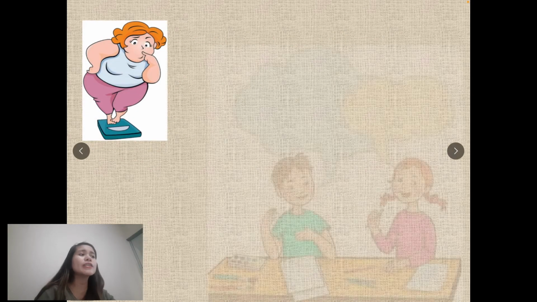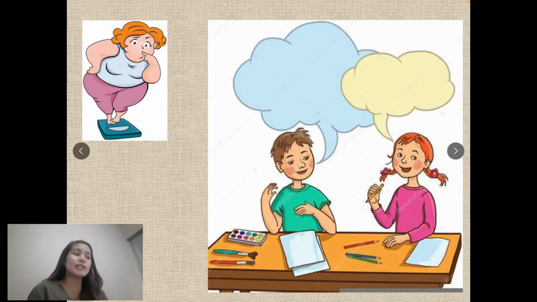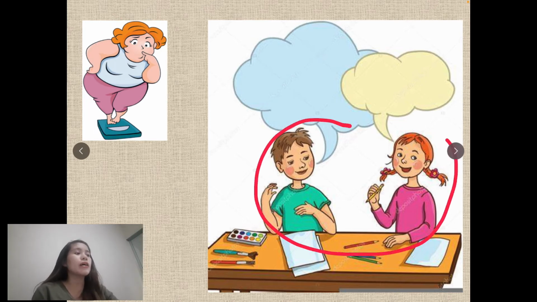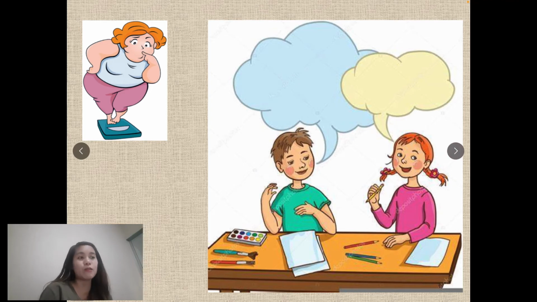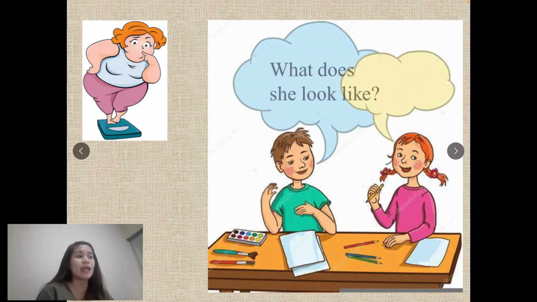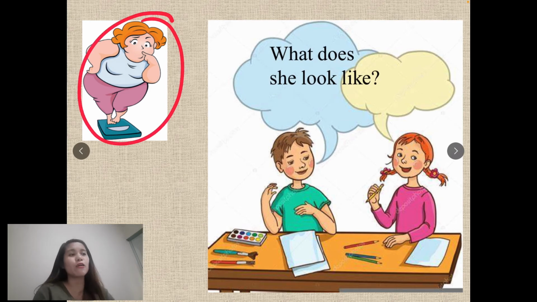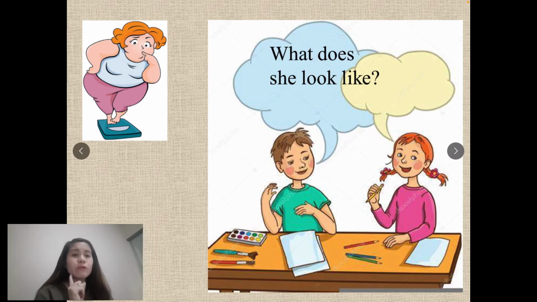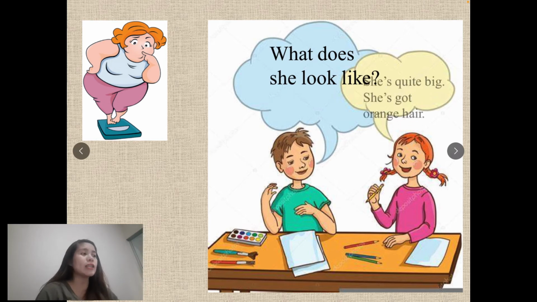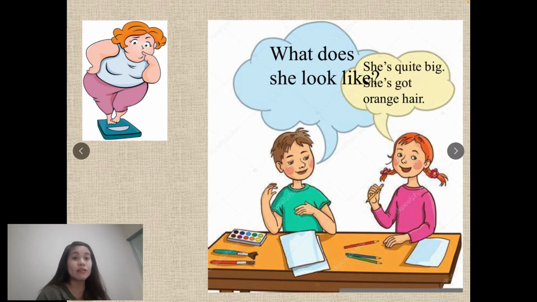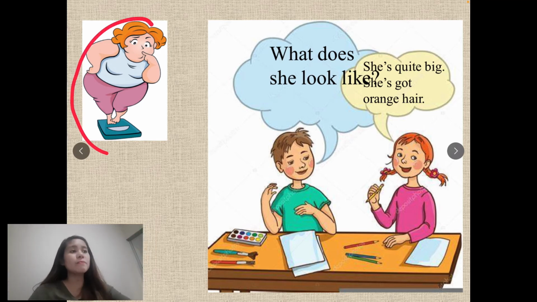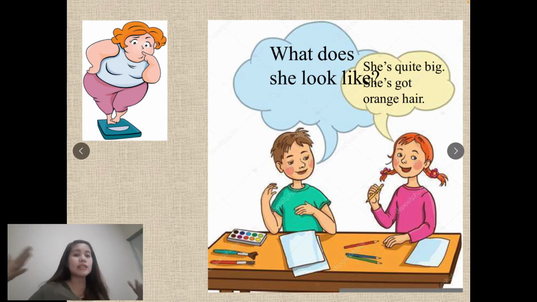Alright, so now let's try to make a sentence, or let's have the conversation. Look at the picture here. There were two students. They were talking about the picture, and the boy said, "What does she look like?" First, we have to describe the whole body. So the girl said, she's quite big. Look at the body of the picture. So the whole body, it's big.